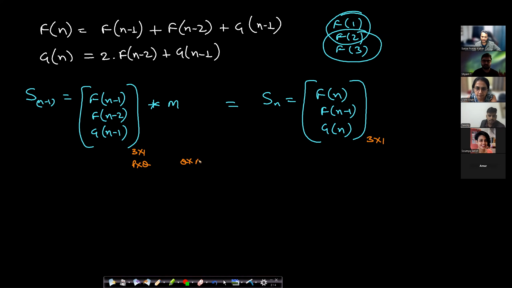PQ, QR, PR. So how much is the dimension coming? Why is it 3 coming? Why is it coming 1? No, 3 cross 3 will come. Last one will be R cross P or P cross R? P cross R, yeah.